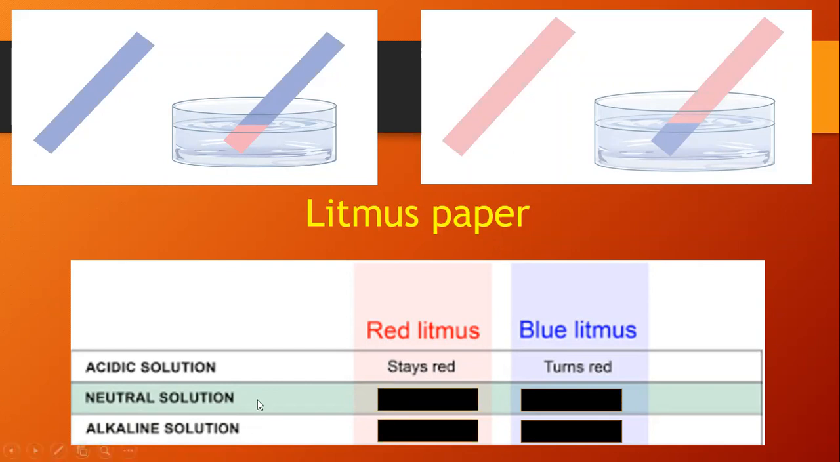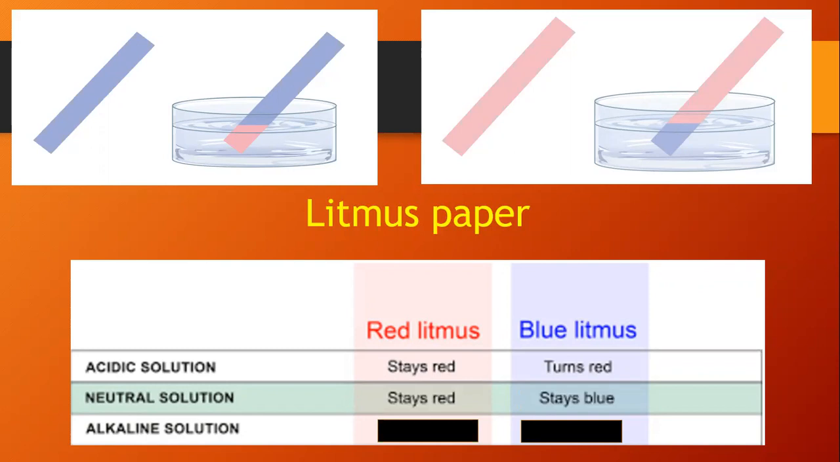Thank you so much. The neutral solution will not affect the blue or the red litmus paper because they only react with the acidic and the alkaline solution. Was it so hard to guess, guys? Thank you, Khulud.